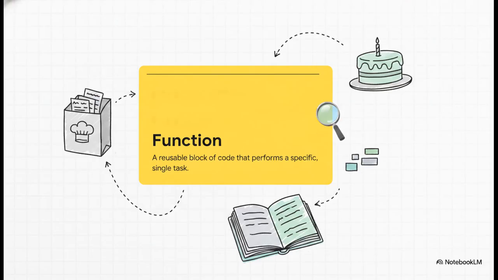So what actually is a function? Simply put, a function is a reusable block of code that performs a specific single task. Think of it like a recipe that you write down once and keep in a box. Whenever you want to bake that specific cake, you don't have to invent the whole recipe from scratch, do you? No, you just pull out the card and follow the instructions. In Python, a function allows us to save a set of instructions under a specific name, and we can just call upon that name whenever we need those instructions carried out.